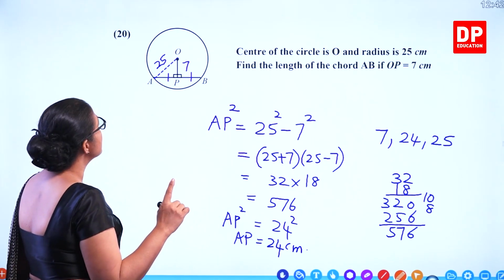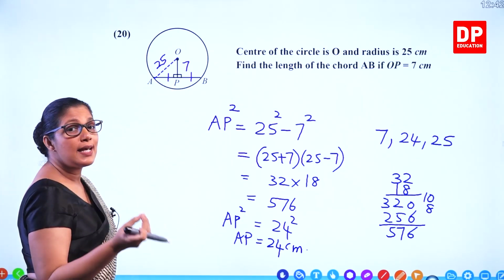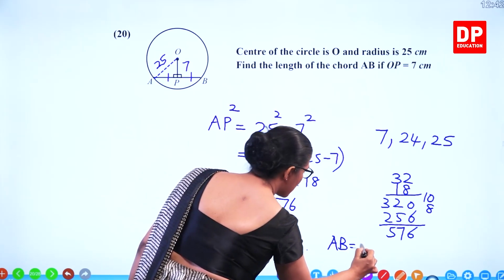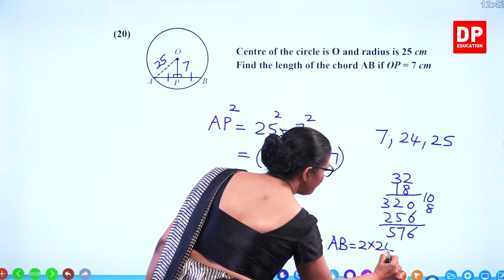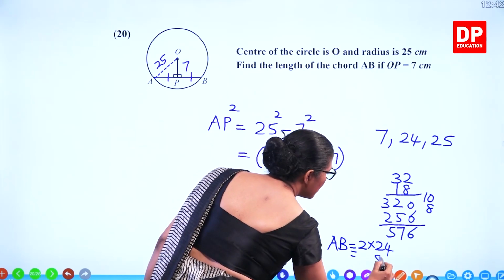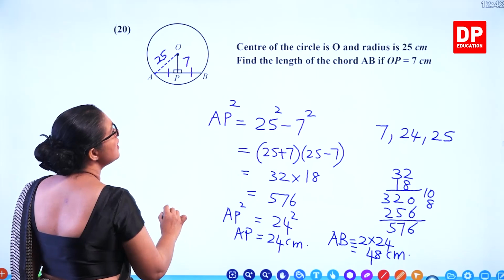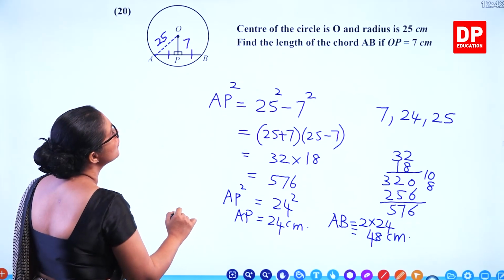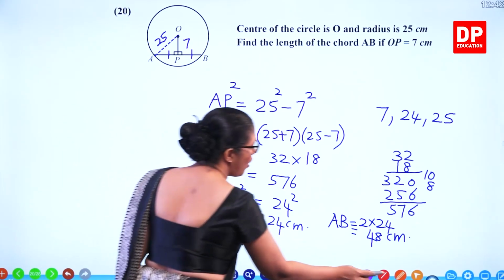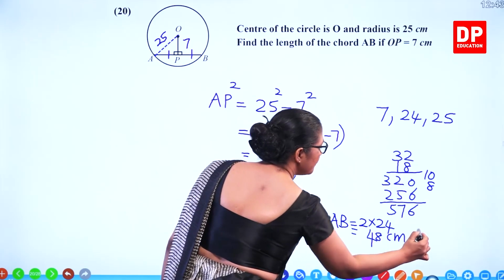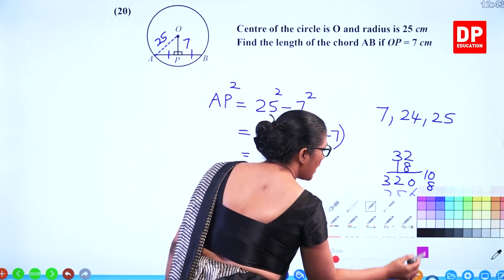Now AP is 24 means what's the AB length? AB is 2 times 24. You get 48 centimeters for the AB length. So they are asking find the chord AB. So you get 2 marks for finding the length of AB.